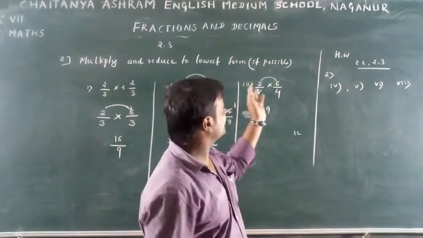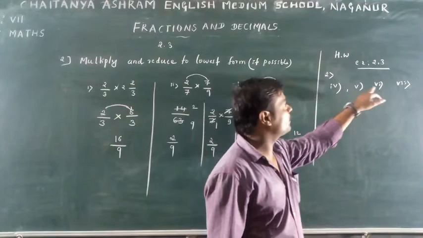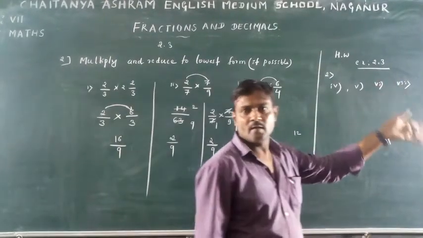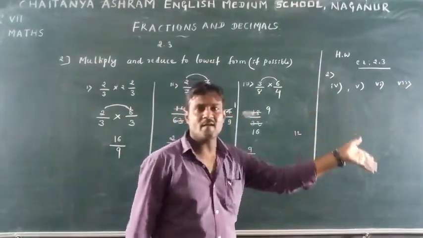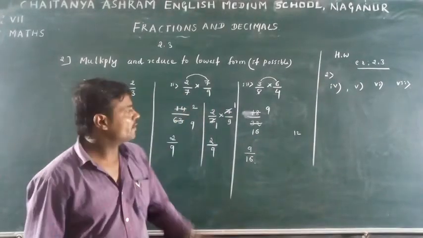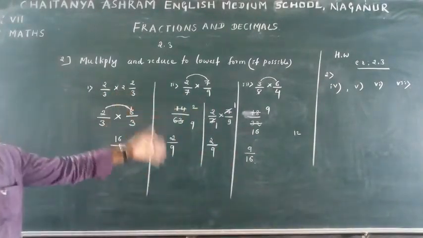So dear children, homework exercise 2.3, second one means this one. I solved the first 3. You solve the fourth one, fifth one, sixth one, and seventh one. See, those questions are there in your textbook. Okay. Pause the video. Write the solutions.